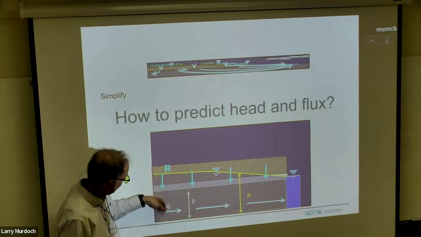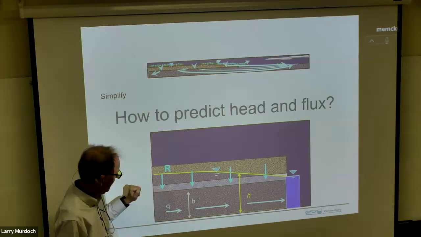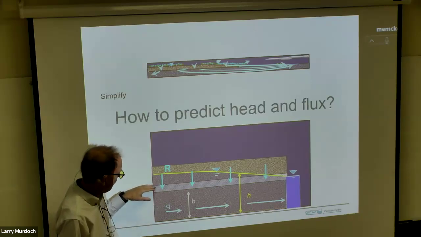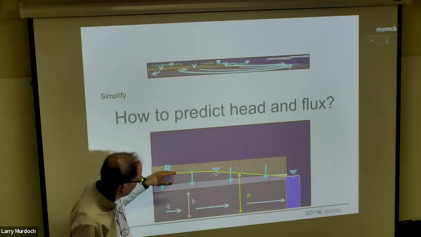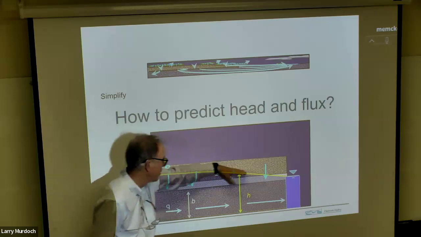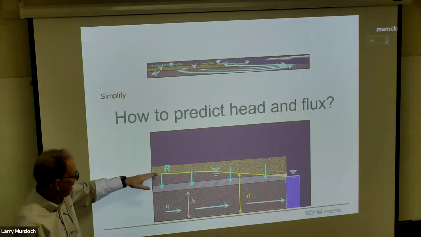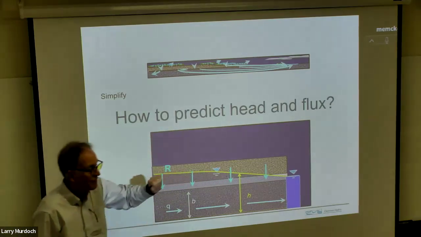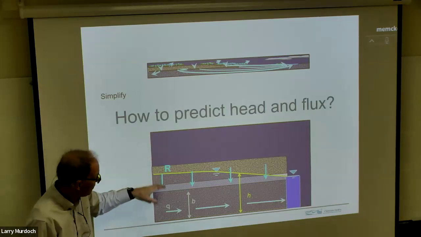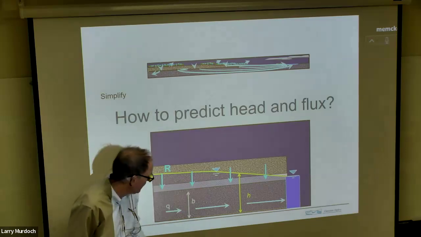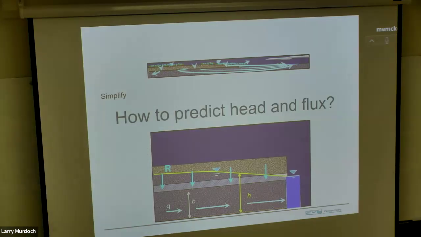So there's flow going into the aquifer through the confining layer, but I don't have to consider the flow up here in this water table. We have this curved surface. We'll get to that next, but for now, I want to simplify it to just have this layer where the flow is occurring that will be of uniform thickness, and I'll call it B.